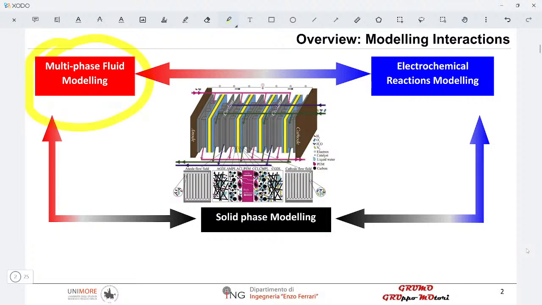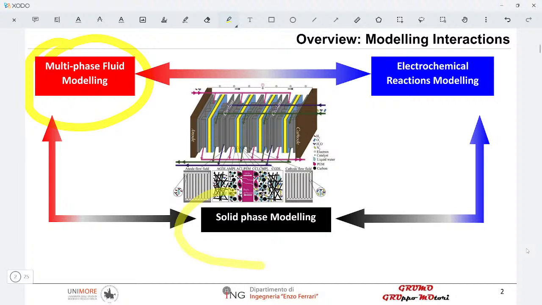So you have fluids, and if you're talking about low temperature fuel cells, this is multiphase, because you might have locally saturated conditions, so your water vapor might condense and become liquid. So in this type of fuel cell it will always be multiphase fluid modeling. So we already introduced a particular aspect of CFD simulation.